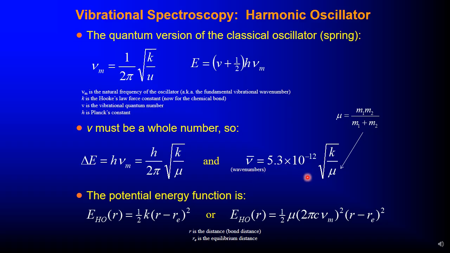you can use that formula, where Planck's constant over 2 pi gives you 5.3 times 10 raised to the power negative 12. Then from these you can get the Hooke's law force constant, and you can also get the mass, and this is mass 1. Remember our two masses connected by a spring, so m1 times m2 over m1 plus m2. Then the potential energy function can be gotten as provided down here.